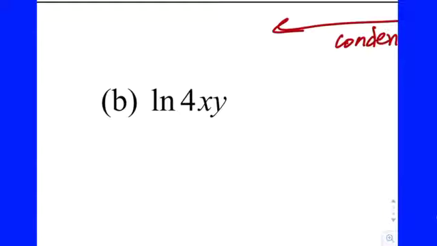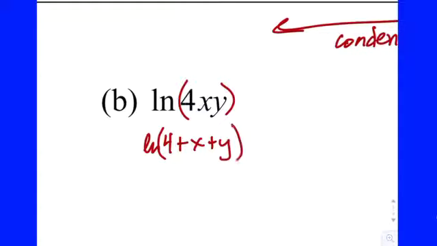All right, you should be done, right? How many factors do we have in our argument? Remember, what's an argument? It's the thing we're taking the log of. So how many factors do we have in our argument? 3. We have a 4, an x, and a y. So how many terms should we have in our expansion? 3. So does it become the natural log of 4 plus x plus y, like that?